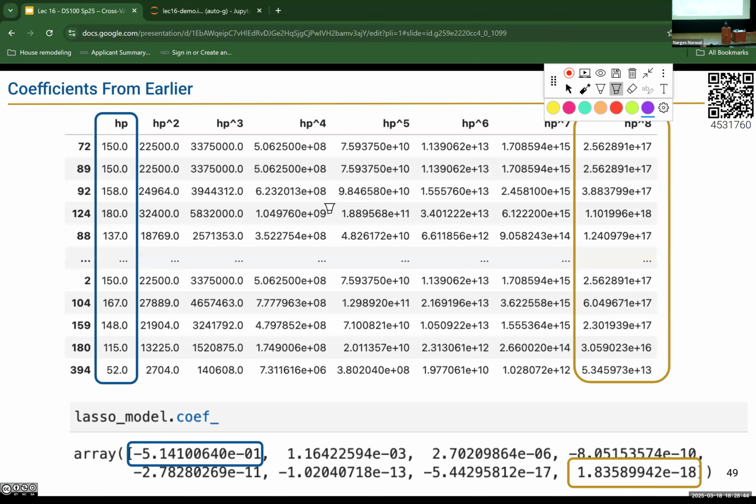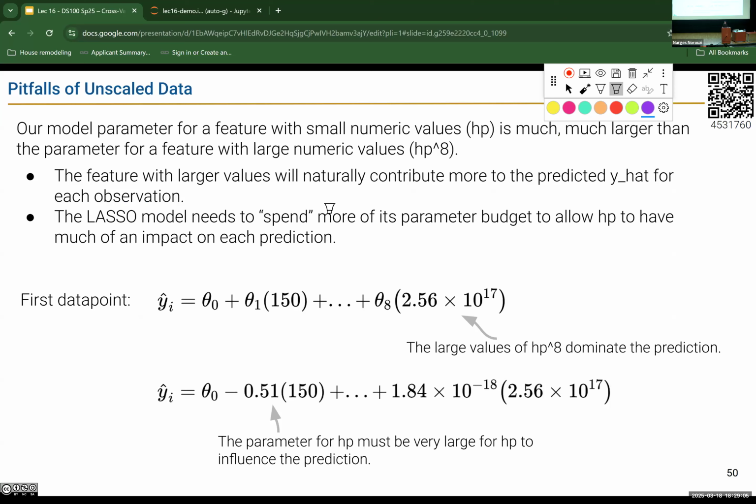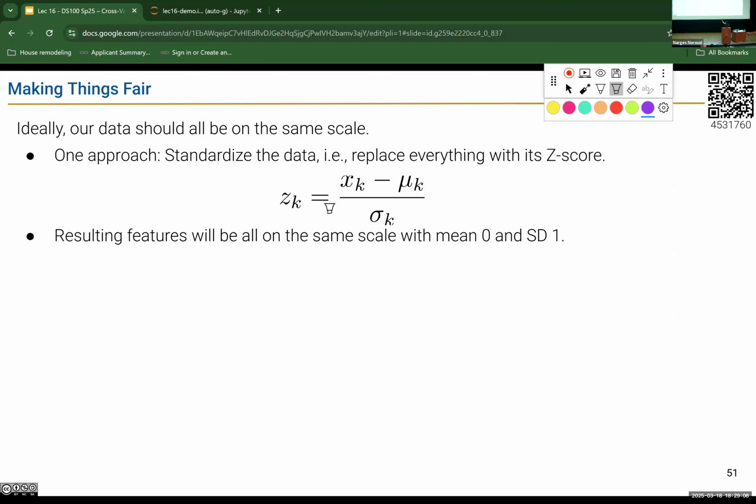Because for example, here the parameter for horsepower is this small number, and the parameter for horsepower to the power of 8 is an even smaller number. What does that mean in aggregate? Partly it's smaller because the feature value is so large. So what we also do is standardization. Standardization means that we remove the mean and divide by the standard deviation of the column, so that features are living on the same scale. Then it makes sense to do the feature selection using LASSO regression.